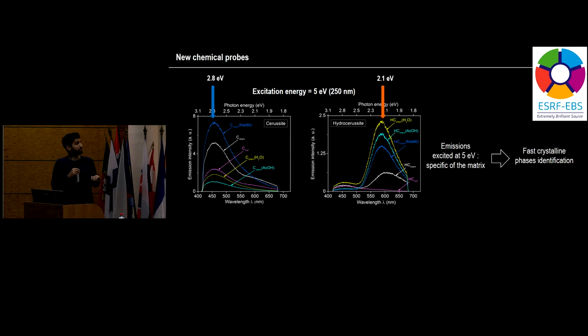Something else is the question of new chemical probes. So in the past, we've been working with photoluminescence. This is something which was already showcased here during this workshop. And we showed that by exciting your lead white in the deep UV, you were able to perform some fast crystalline phase identification. Now, this was done in the lab.